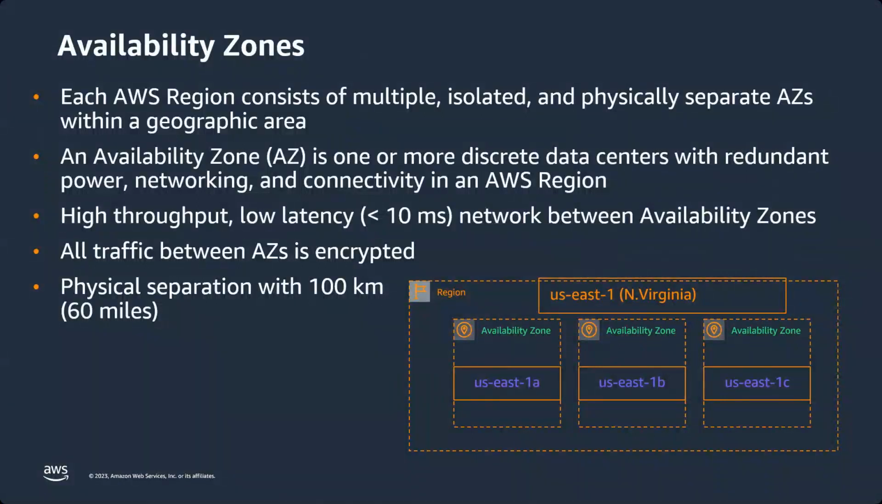An availability zone is composed of one or more discrete data centers that have redundant power, networking, and connectivity in an AWS region. There's also high throughput and low latency between these availability zones, and they are physically separated by 100 kilometers or 60 miles.